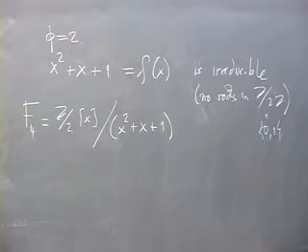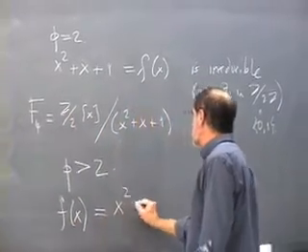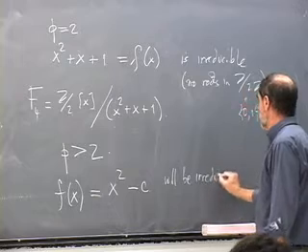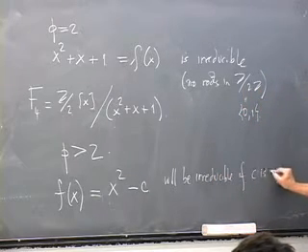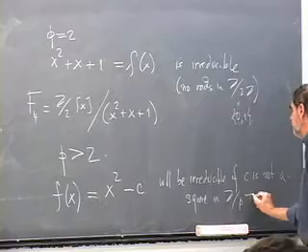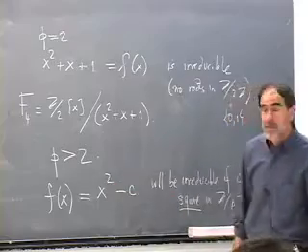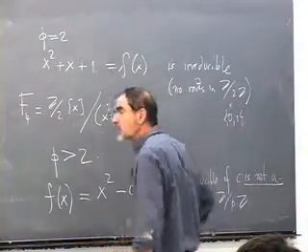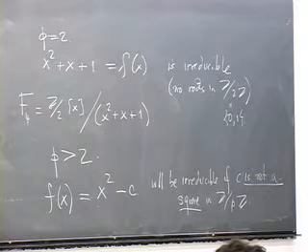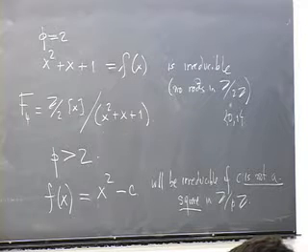Okay? Now, let's assume p is bigger than 2. So we're going to take a look at a polynomial like this. F of x is x squared minus c will be irreducible if c is not a square in Z mod PZ. Right? Because that means there's no roots. That's what we did last time with p equal 3. We took c equal to 2. So if we can find an element in Z mod PZ which is not a square, then we've constructed an irreducible polynomial, and we've got a field of p squared elements.